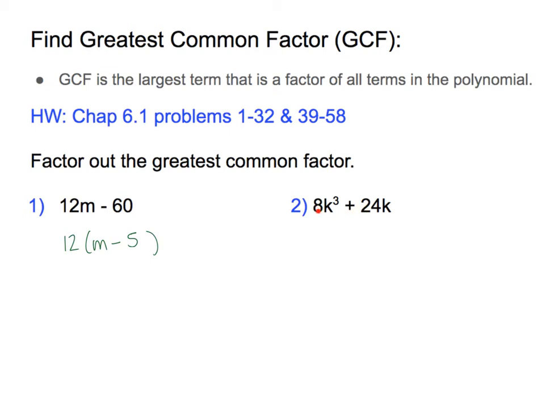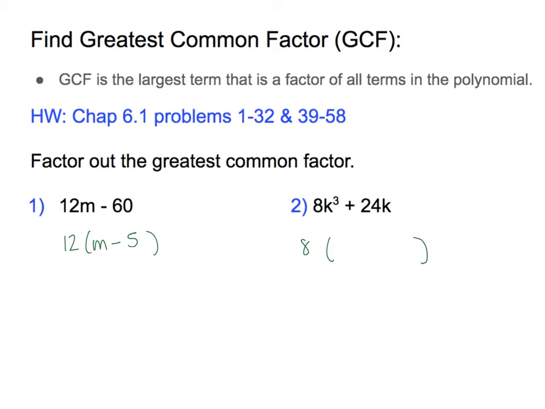So this next one here, I want us to just focus on the 8 and the 24 first, basically the coefficients first. So 8 and 24, what is the biggest number that divides into 8 and 24? Well, it's 8, right? 8 divides into 8. So if I drag out an 8, I'm going to be able to divide that piece, the first term, by 8 and the 24 by 8.